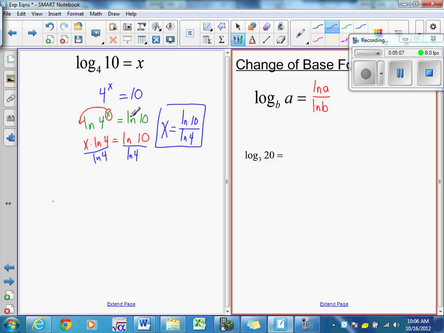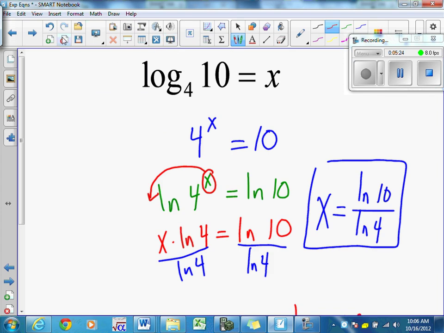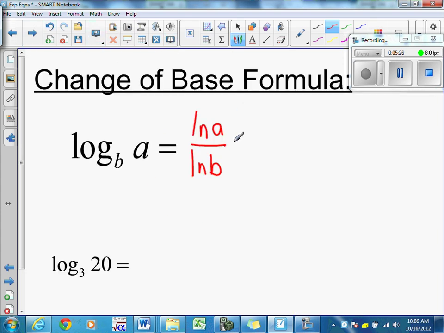And that's what we got when we solved over here. Log base 4 of 10 equaled natural log of 10 over natural log of 4. Now, if it can be any base, this also would technically be the common log of a over the common log of b. That would also work.